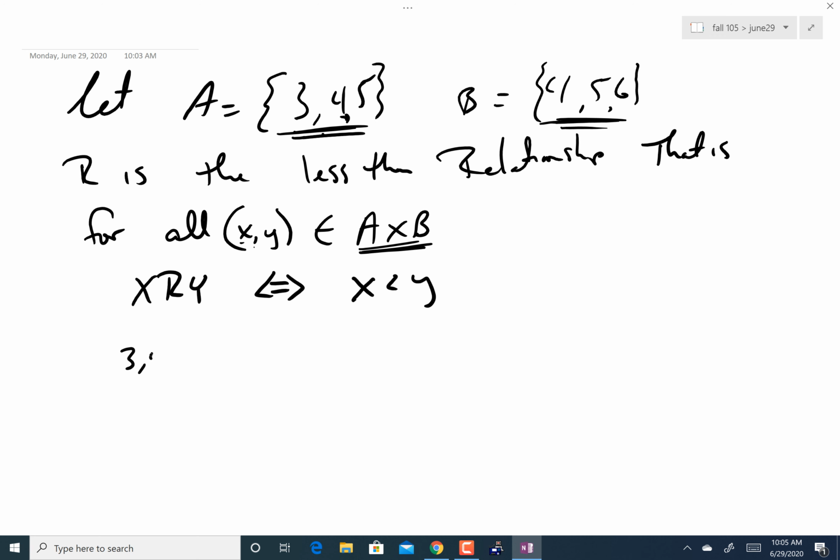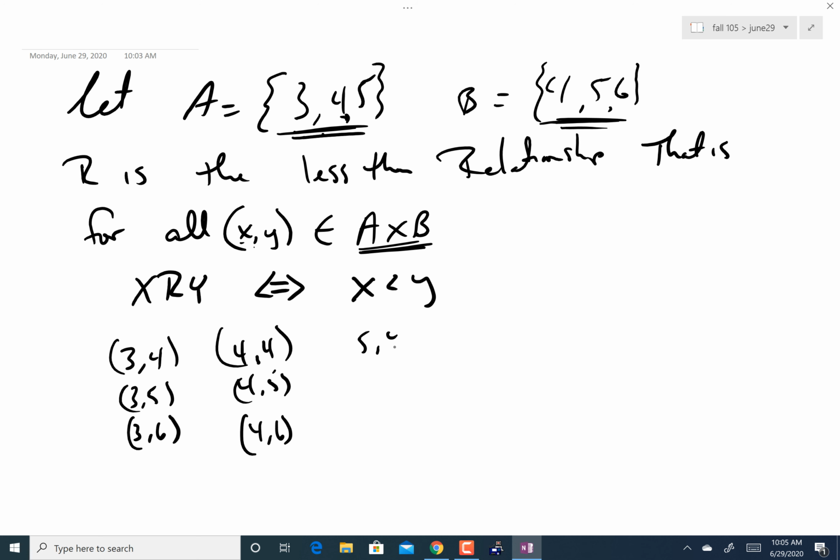The pairings will be 3, 4, 3, 5, and 3, 6. And then 4, 4 rather, 4, 5, and 4, 6. And 5, 4, 5, 5, and 5, 6. Okay? Now, which of these are true? Well, clearly this one is true, this one's true, this one's true. This one's true, this one's true, and that one is true, right? Those are the only ones where the first term is less than the second term.